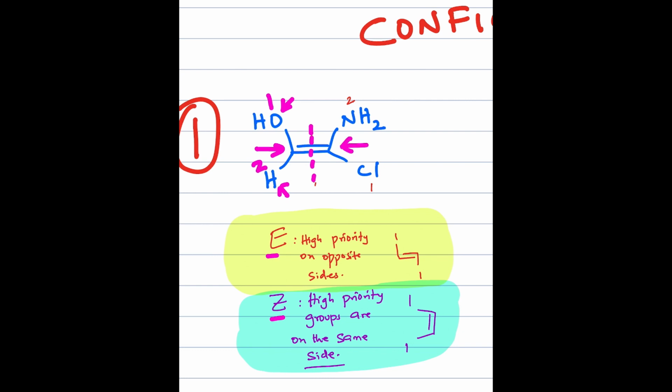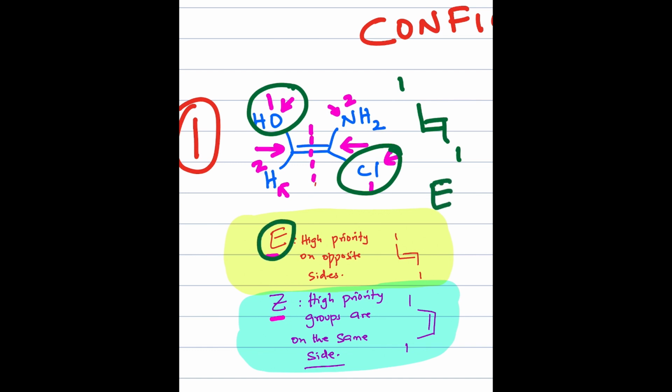Now let's look at the right carbon. Here now we are comparing nitrogen and chlorine. Chlorine has a mass of 35.45, while nitrogen has a mass of 14, and because of that, chlorine has priority number 1, nitrogen has priority number 2. Now, if you focus on the high priority on the left, it's up, and then high priority on the right, it's down. So you end up with something that looks like that, 1 and 1. And because they're on the opposite sides, it becomes E. So that's an E alkene.